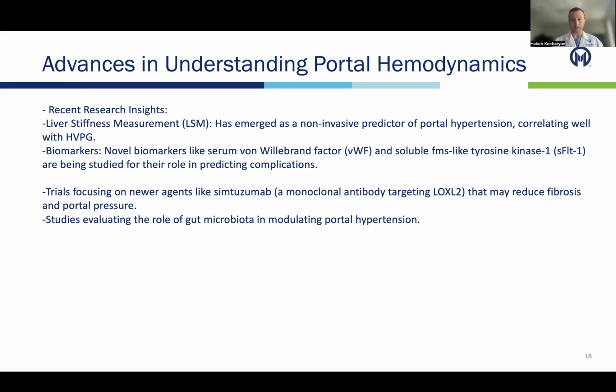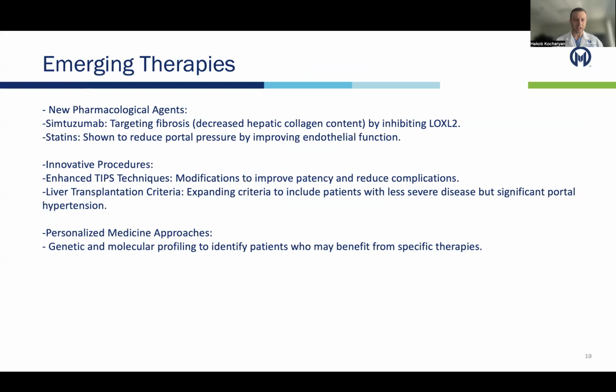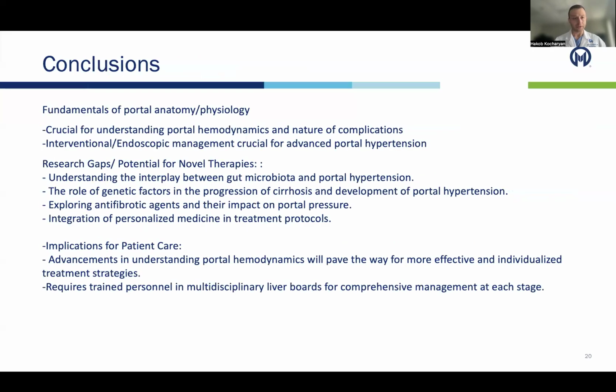association with portal hypertension. So with all this, the emerging therapies are directed towards novel agents, statins, and understanding statins' roles in improving endothelial function, innovative procedures, advancing complex TIPS, redo TIPS, liver transplantation, as well as personalized medicine approaches to bring the genetic and molecular profile information into the management of individual patients and specific therapies.